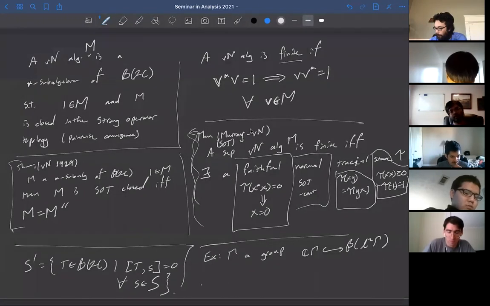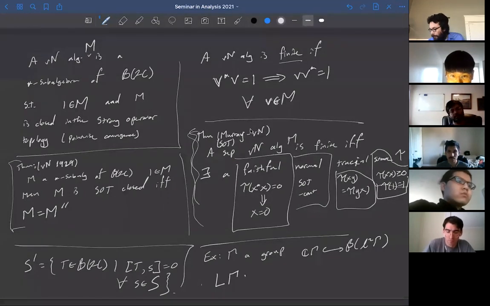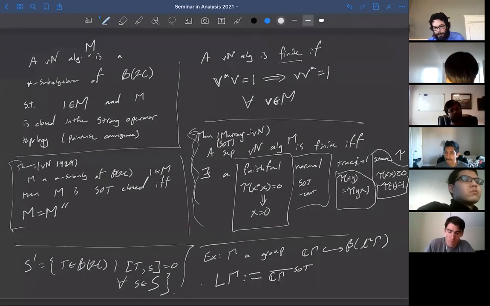And so the group von Neumann algebra, usually denoted L gamma, is by definition the SOT closure of this star subalgebra. So this is a unital star subalgebra. The group algebra is a unital star subalgebra of B of L2. And this is the group von Neumann algebra.